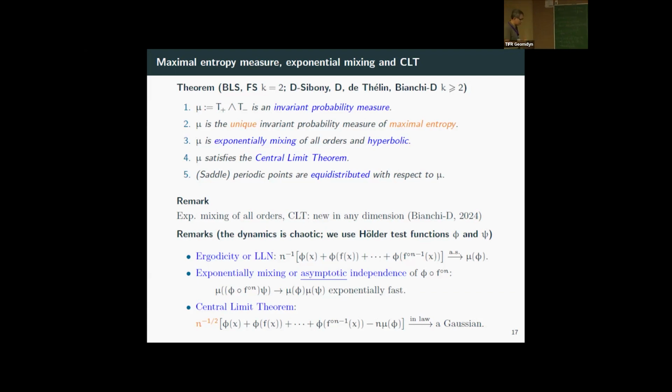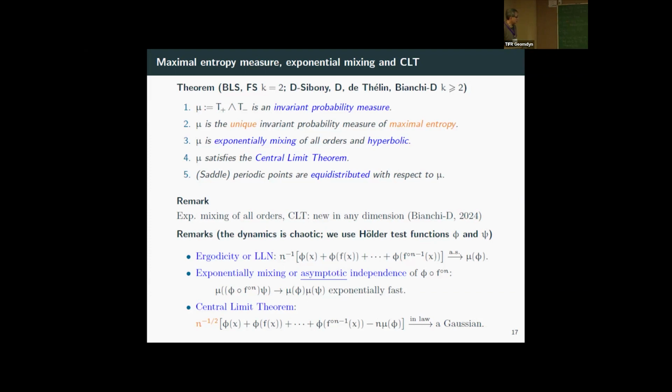Okay, so you have these properties. Let me go a little bit into the details of this statement, starting with the ergodicity. Because the dynamics on the small Julia set is chaotic, to study it we want to use this point of view: we want to test the system using some functions. Here we are going to work with two functions, phi and psi, with some regularity, Holder will be enough. So let's say phi and psi are Holder test functions.